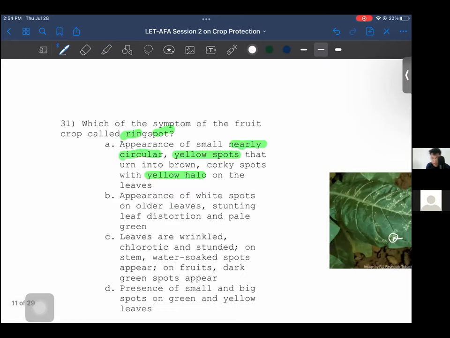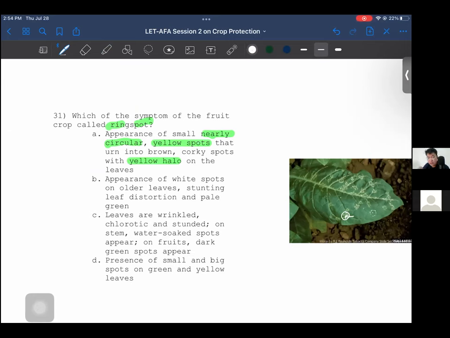So, ayun pala yung answer. It's ring spot, na merong nearly circular yellow spots with yellow halo. So, yung others, these are for other diseases that we will be tackling mamaya. Marami pa tayong pictures dyan mamaya.